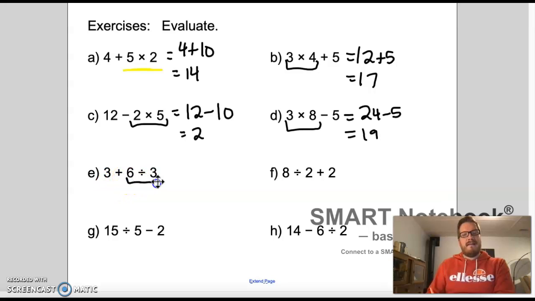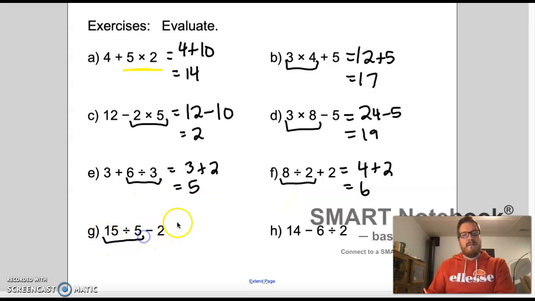Over here, that 6 divided by 3 gets done first, and so that's 3 plus 2, which gives us 5. Over here, that's 8 divided by 2 gets done first, so that's 4 plus 2, which gives us 6. Over here, the 15 divided by 5 gets done first, so that's 3 minus 2, which equals 1. And then this 6 divided by 2 gets done first, so that's 14 minus 3, which equals 11.